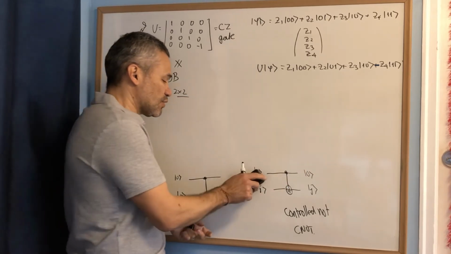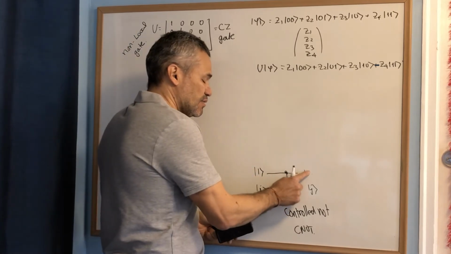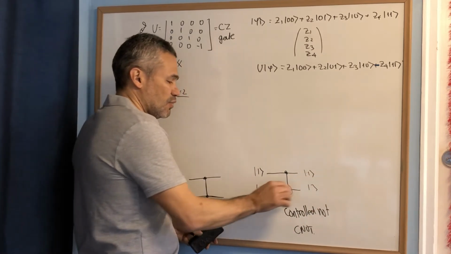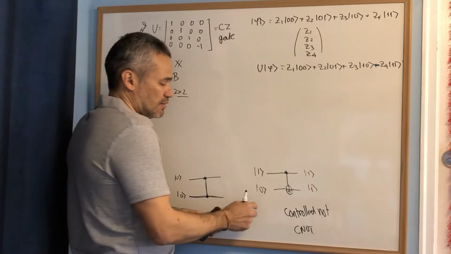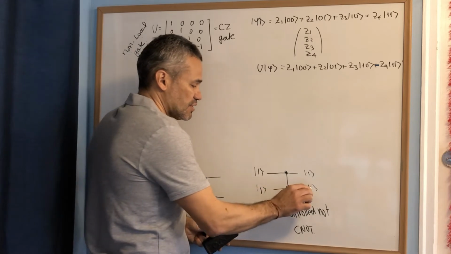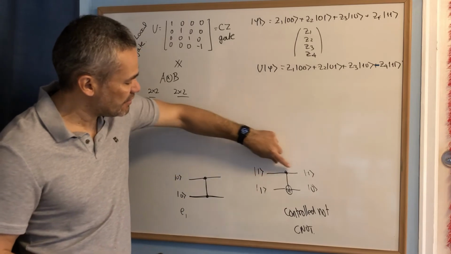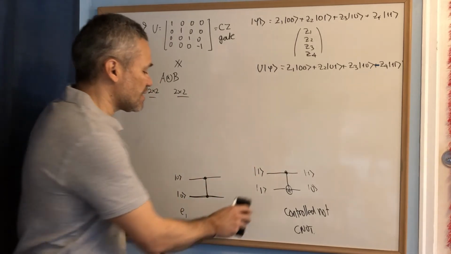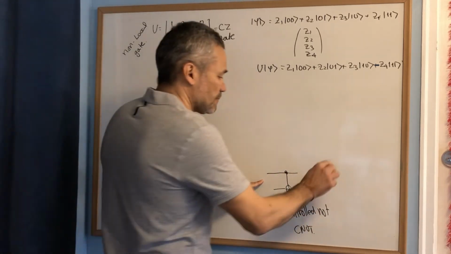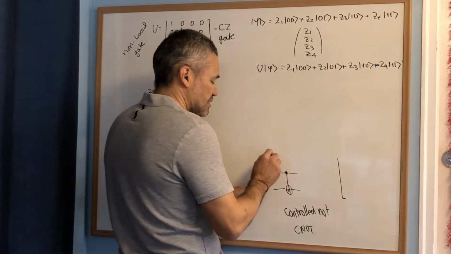But now what's happening if the control qubit is at 1? If the control qubit is in the state 1, then if you have a 0 here, you will change it to 1, and if you have a 1, you will change it to a 0. You do the NOT of this state if the control qubit is at 1. Let's find out what is the matrix of this control NOT. Let's call this matrix the matrix U.